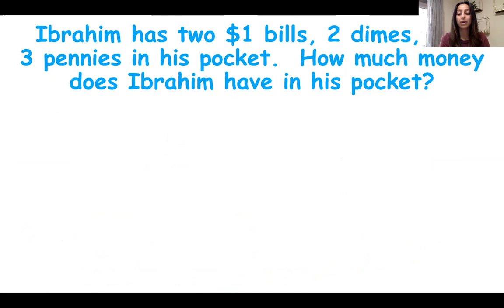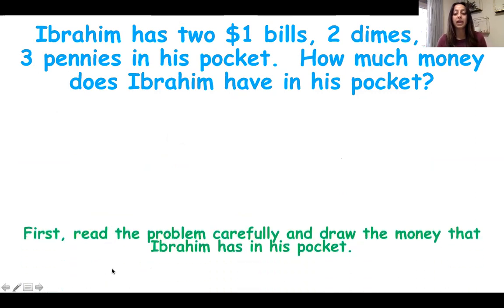Let's try another one. I want you to try this one with me using either paper and pencil to draw the money or real money if you have it, or your cutout money if you made it. So let's start by reading the problem carefully and drawing the money that Ibrahim has in his pocket. So Ibrahim has 2 $1 bills, 2 dimes, and 3 pennies in his pocket. How much money does Ibrahim have in his pocket?